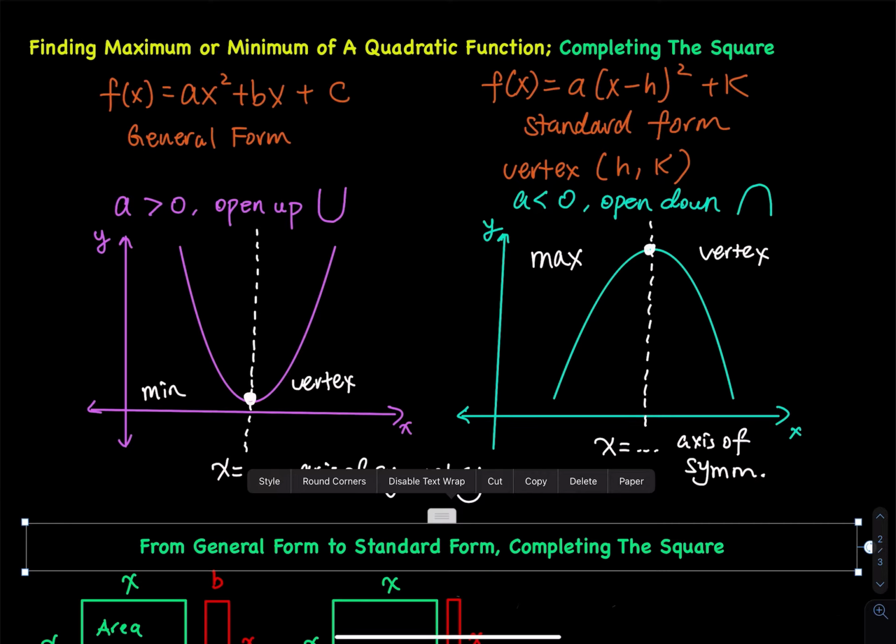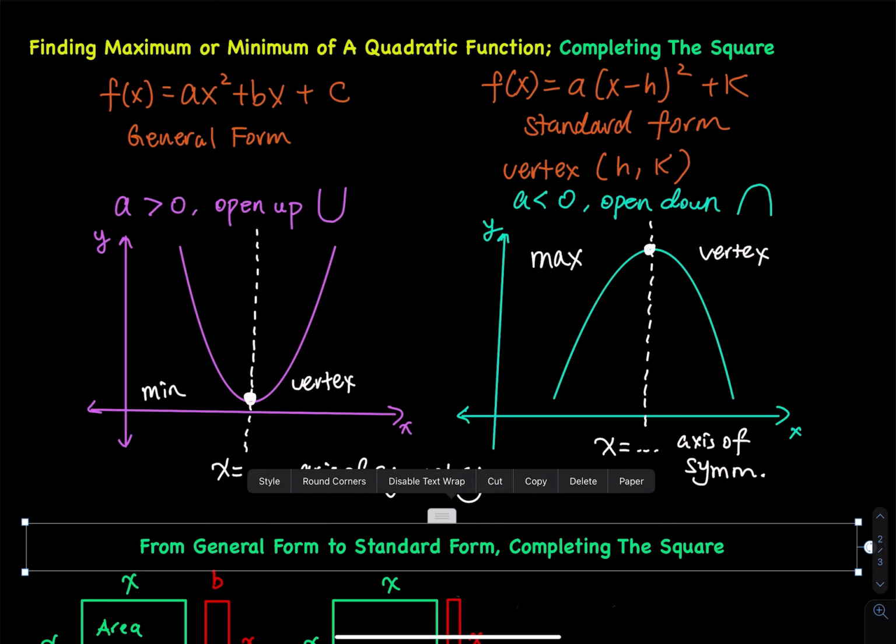So I have ax squared plus bx plus c. This is the general form of a quadratic function. Quadratic means the highest degree is equal to 2, or the largest exponent is equal to 2. So for a quadratic function, there is a general form and there is a standard form.